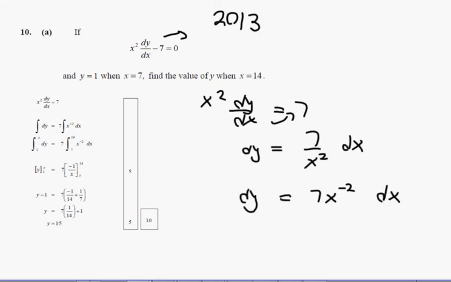What we'll next do is use limits and pair them off, so put the integration sign on both sides. We know that when y is 1, x is 7, and then we want x to be 14 when we want to find the value of y. So we're pairing off the limits.